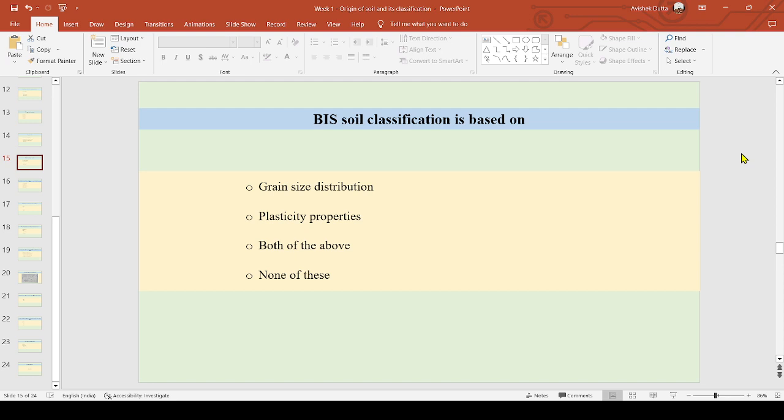So I'll repeat the question once. BIS soil classification is based on, the options are grain size distribution, plasticity properties, both of the above, or none of these. Alright, I'll go to the next question.